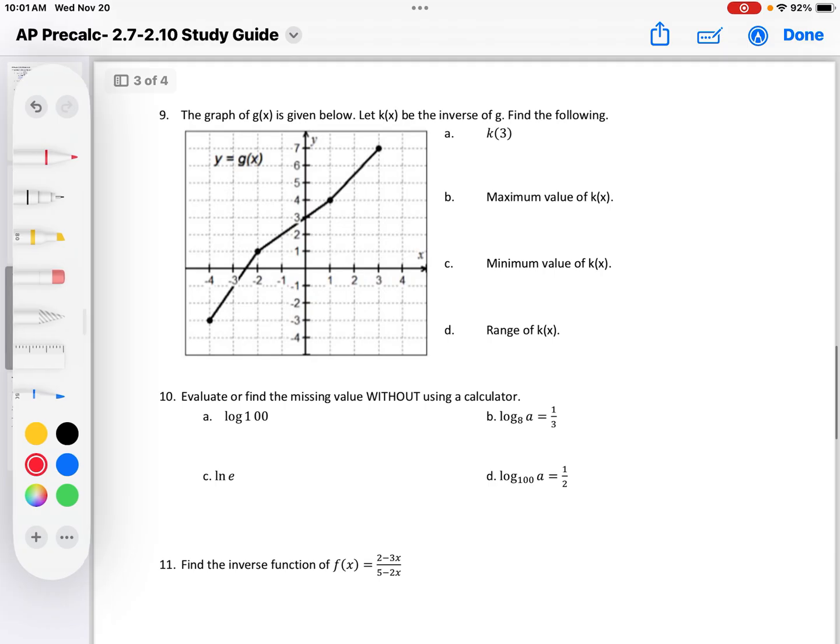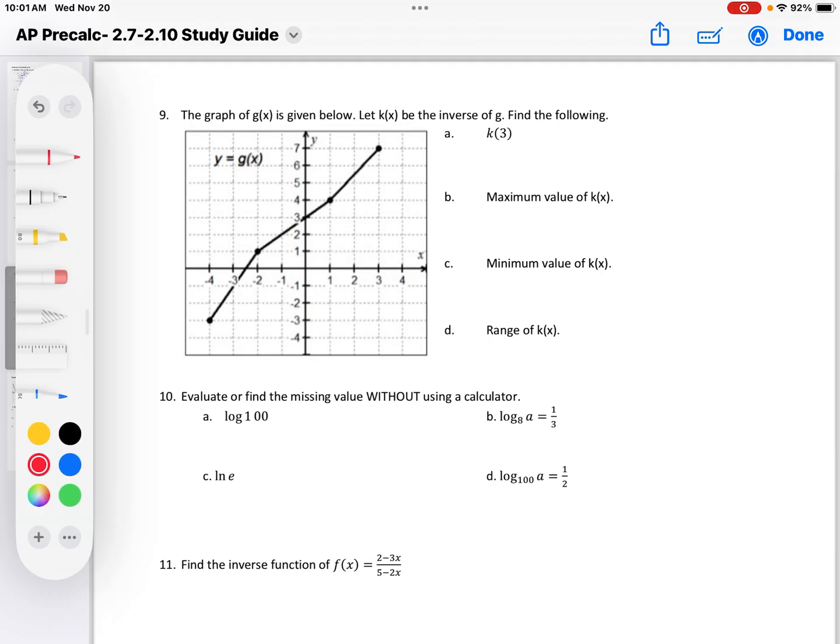All right, question 9, we're given a graph for g of x, and on this graph, we need to answer some questions. They tell us that k is going to be the inverse of g, all right? So what I like to do first is think about the domain and the range of our g function. The domain of g goes from -4 to +3. And the range goes from -3 to 7. Okay?